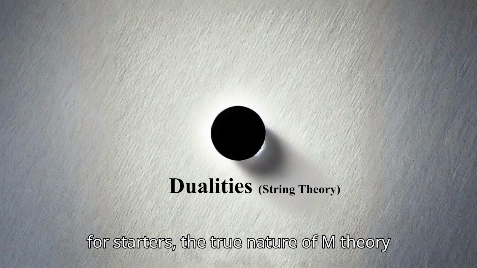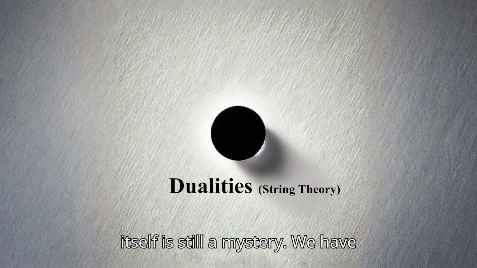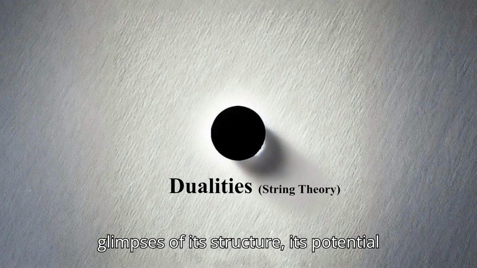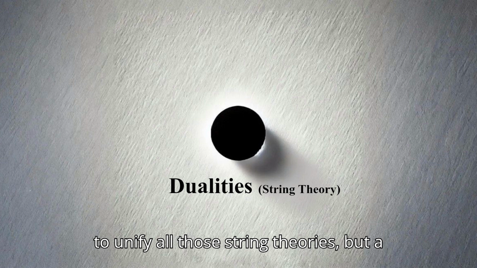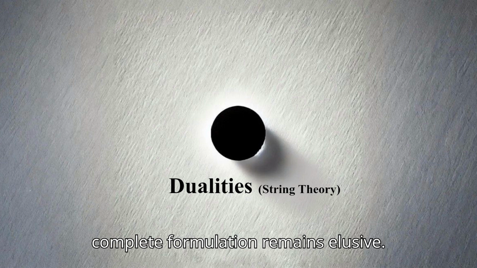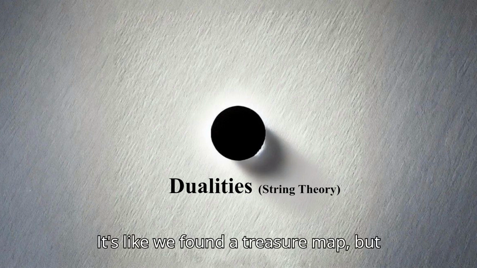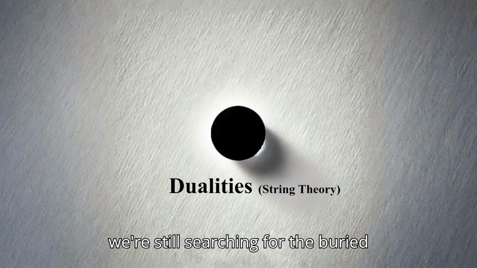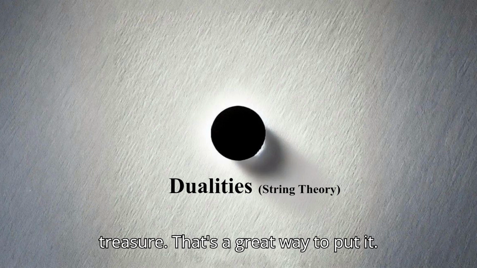Well, for starters, the true nature of M-theory itself is still a mystery. We have glimpses of its structure, its potential to unify all those string theories, but a complete formulation remains elusive. It's like we found a treasure map, but we're still searching for the buried treasure. That's a great way to put it.